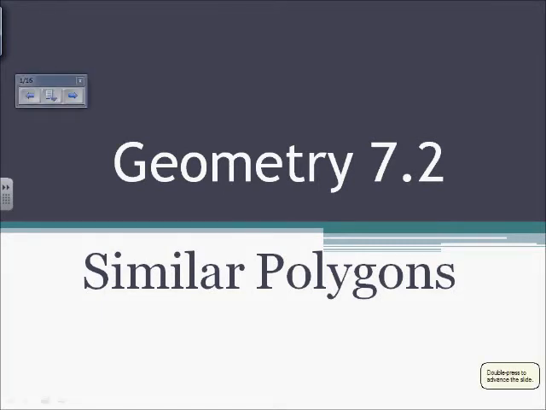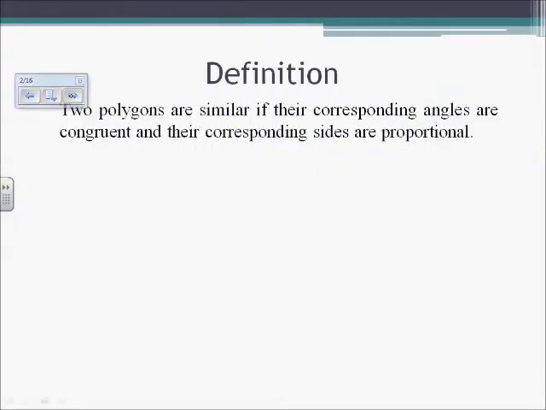Hello and welcome. Today we're going to look at Geometry Section 7.2, Similar Polygons. Definition: two polygons are similar if their corresponding angles are congruent and their corresponding sides are proportional.